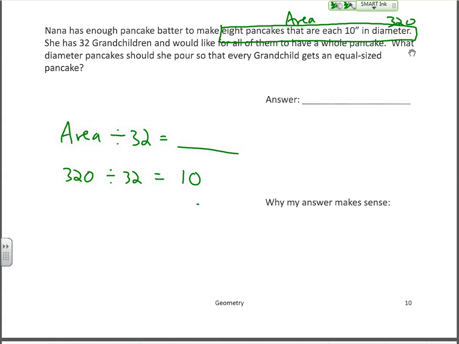And your job is to figure out, well, what diameter pancake is each kid going to get so that it's an area of 10, right? So you start by figuring out how much total pancake batter she has in area. Divide that by 32 to figure out, well, what size pancake does each grandkid get in terms of area? And then work the formula, the area of a circle, pi r squared, to calculate the diameter size of each pancake. Okay?